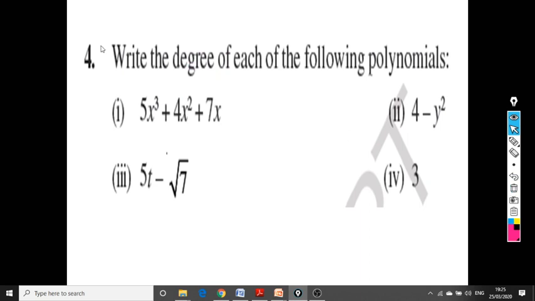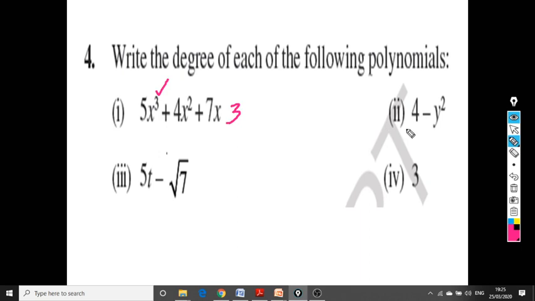This is question number 4 of your NCERT exercise. Here it is asked, write the degree of each of the following polynomials. As I stated earlier, the degree of a polynomial is the highest power of a variable. If you just look into the first example, the highest power of a variable in the first case is 3. So the degree of this polynomial is 3.